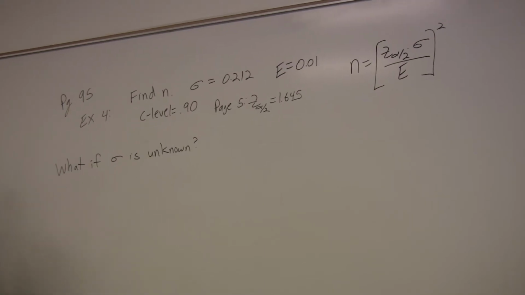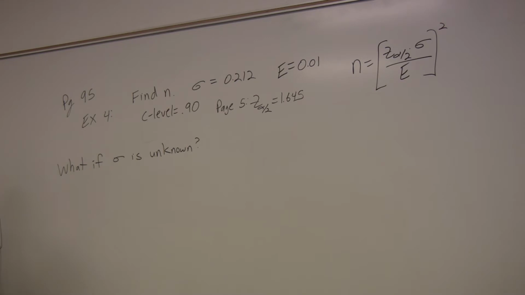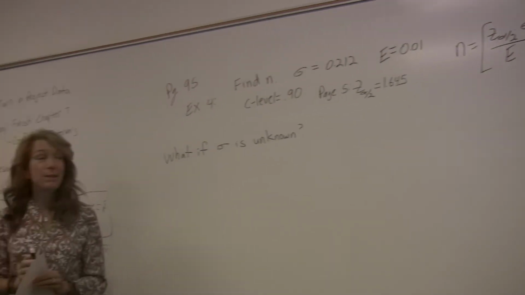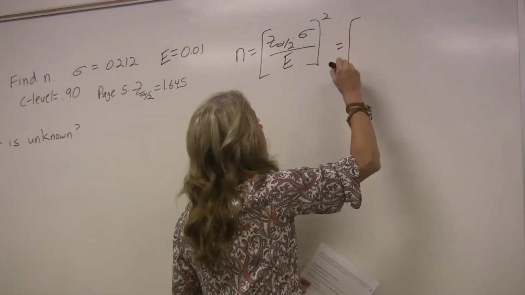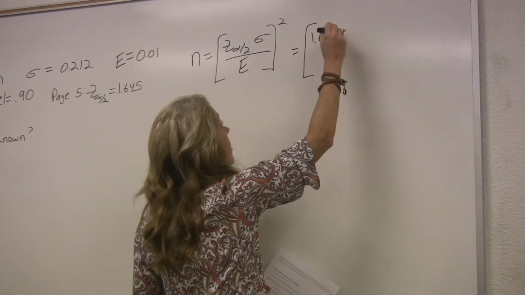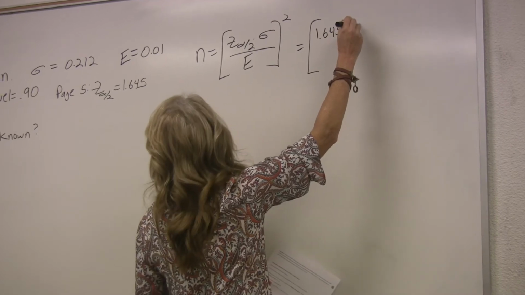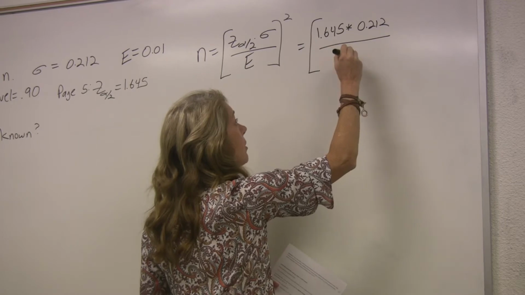Can we plug everything in, round up? Might as well do it now that we're here. Plug it in, round up. What was my sigma? 0.212 divided by 0.1 squared.